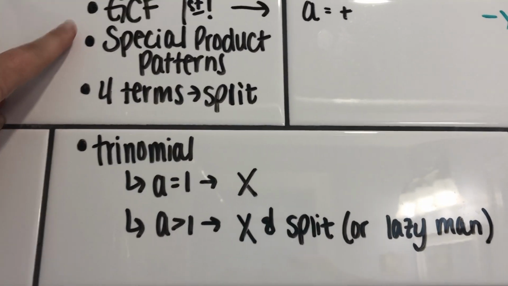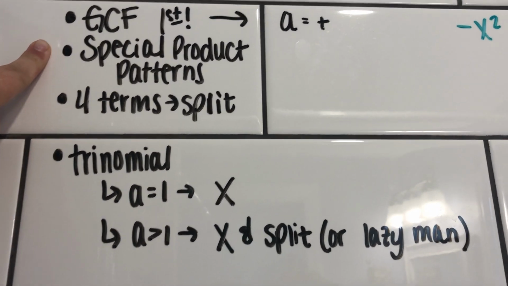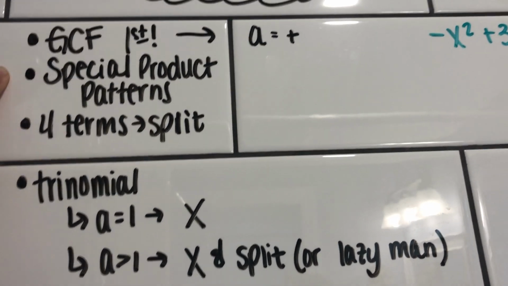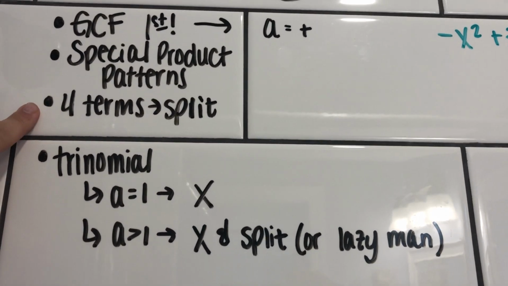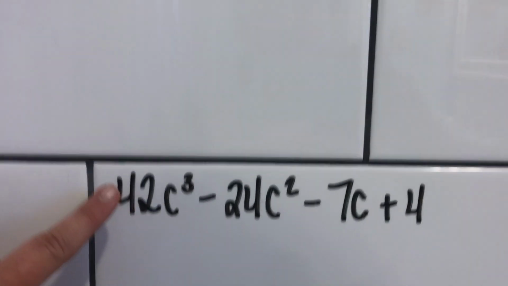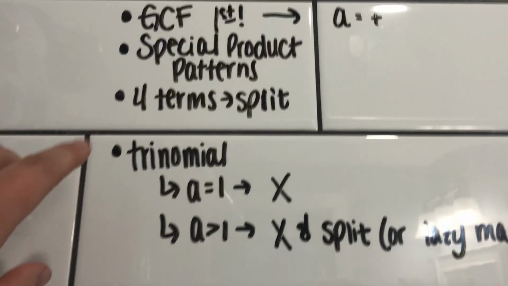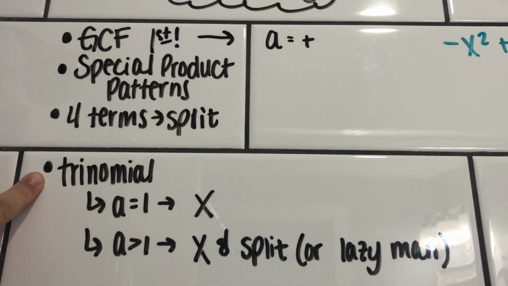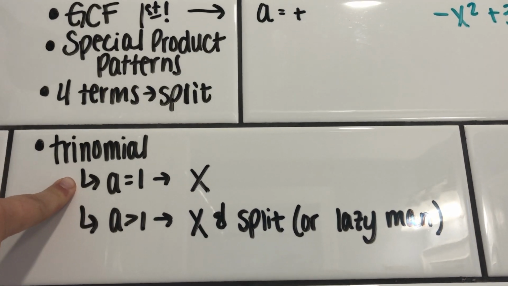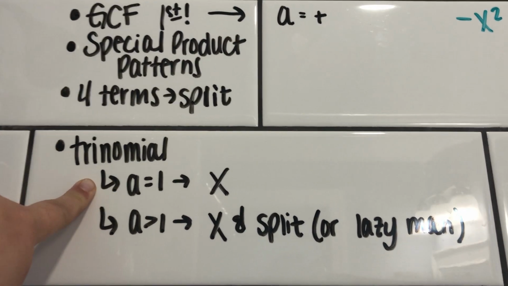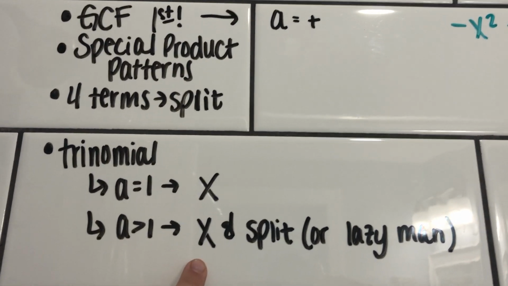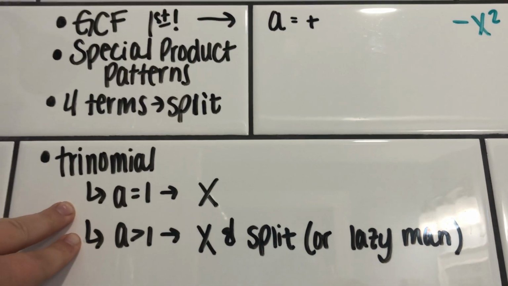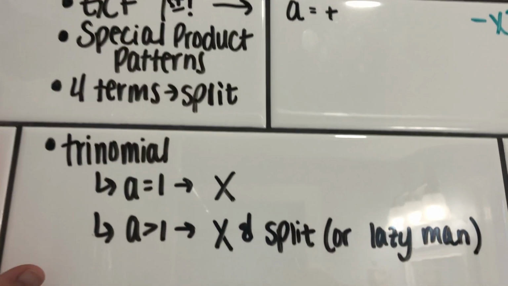Next, we're going to look for special product patterns. Remember, there's that perfect square trinomial that you do not need to recognize. Difference of squares you are going to need to recognize. If I have 4 terms that I'm working with, so for example, this one here, there's 4 terms, I can start off by just splitting it right down the middle, and we'll look at what that looks like in a minute. For trinomials, if A is 1, we can do just our x and go ahead and just use those factors. And if A is greater than 1, we need to do our x method and split. So make sure you know the difference between those two, that's important. And that's pretty much it. You're going to go through and we can check these off as we go.